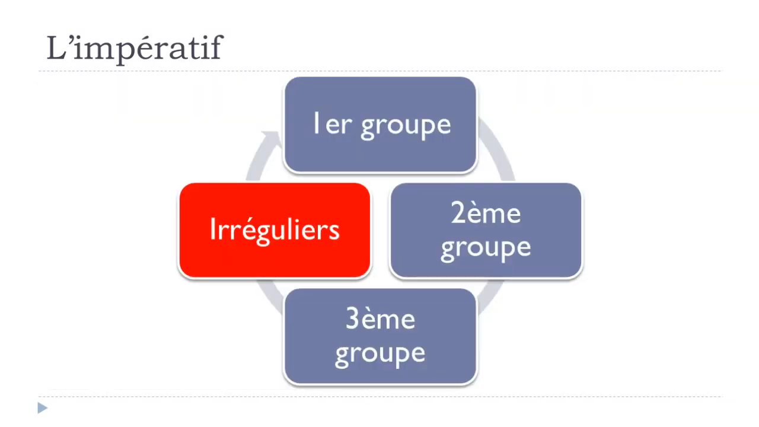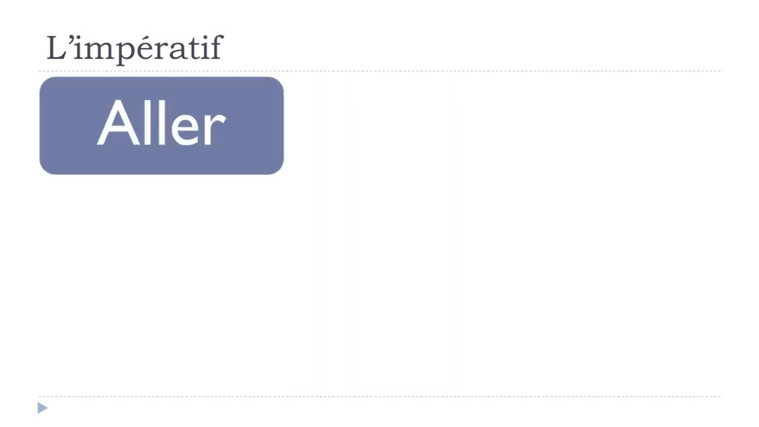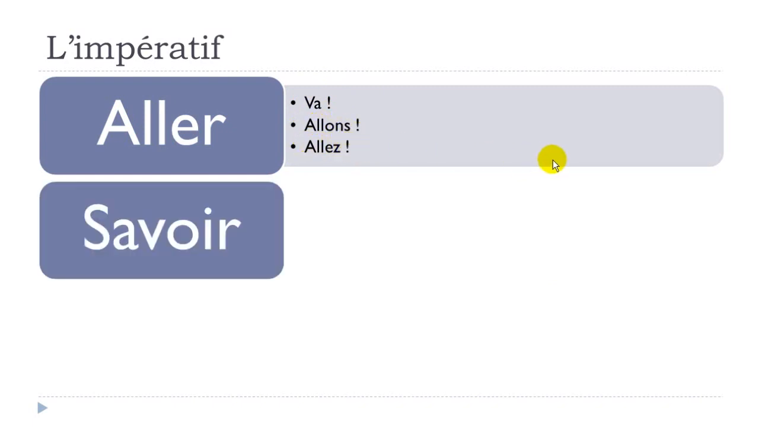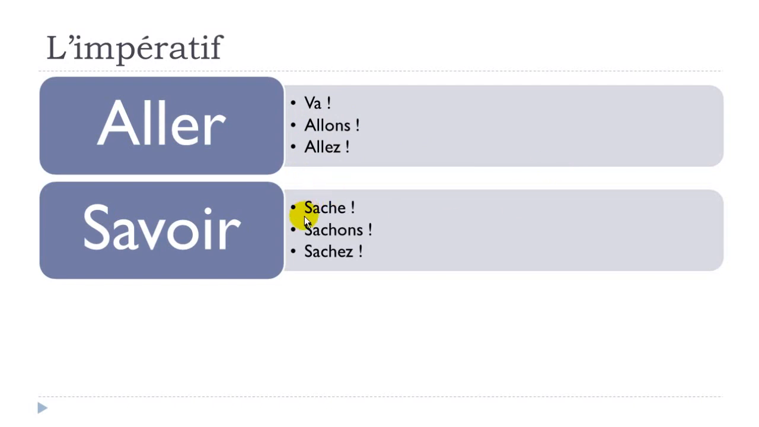Okay, of course, as usual in French, we've got some irregular verbs. Okay, so the first one will be aller. So the only thing that will change with aller is, well, what we saw in the first group, the final S will go away. So you get va, allons, allez. Okay, the other forms are exactly the same. Savoir will become sache, sachons, sachez.